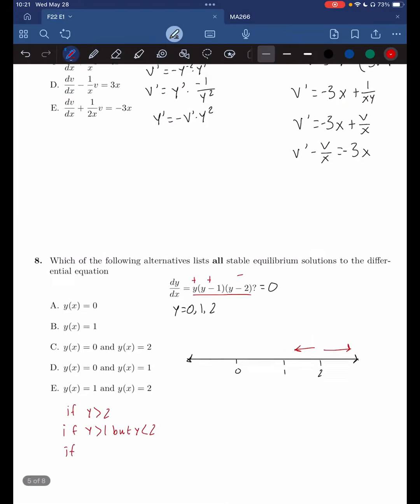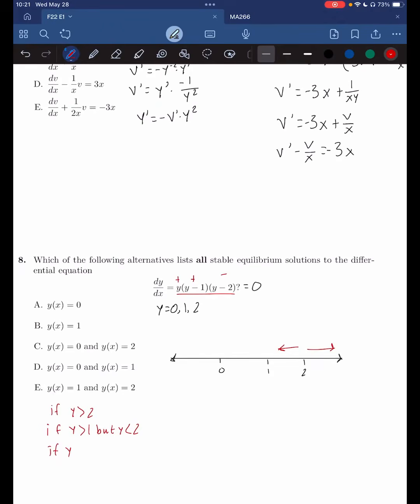What if y is greater than 0, but y is less than 1? Well, let's look at that as well. If y is greater than 0, then this is still positive. But if it's less than 1, this becomes negative, this becomes negative. However, when you multiply two negatives and a positive, you get a positive number. So this arrow points to the right. Because we're looking for stable equilibrium solutions, we know 1 is a stable one, at least. Now we just have to check 0.